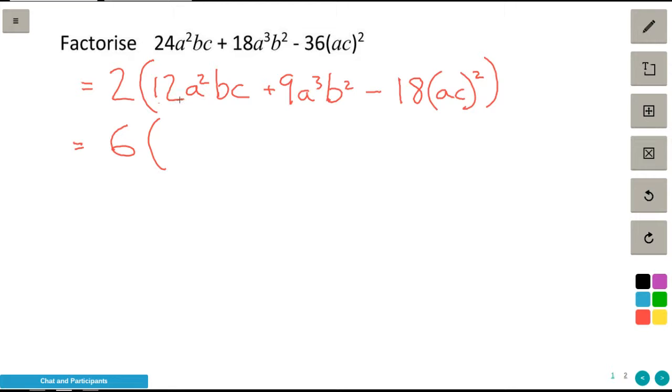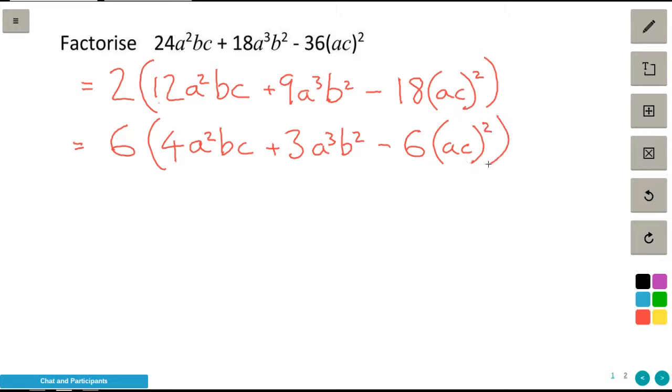So we've taken out 3 from 12, which will leave 4. And then we've got the a squared bc as we had before. And then we have removed that multiply by 3 from the 9, so that's going to leave 3 there. And then we'll have a cubed b squared. And finally, we're dividing the 18 by 3 as well to get 6. And then this (ac) all squared that we've got there. At this point, we can just confirm that that's fine. 6 times 4 will be 24. 6 times 3 is 18. And 6 times 6 is 36. So we're happy so far.